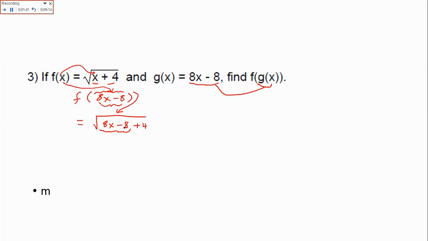The rest is just easy, right? This is going to be equal to the square root of 8x minus 8 plus 4, which is 8x minus 4. And you can take 4 outside. If you take 4 outside, you get 2, and then the square root of 2x minus 1.